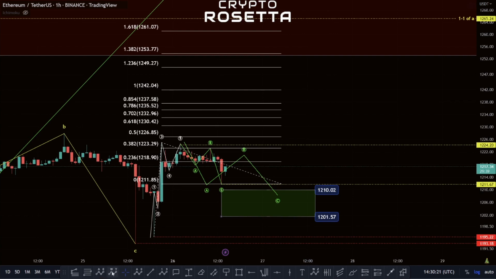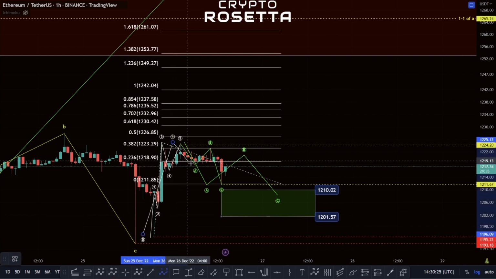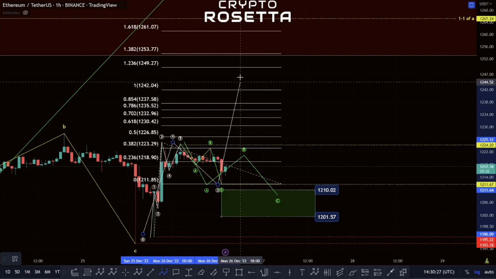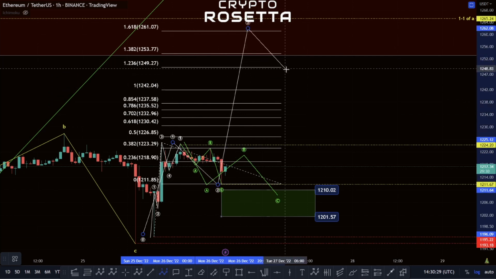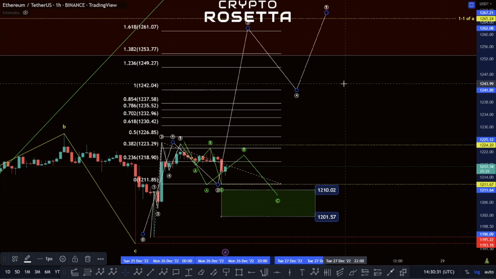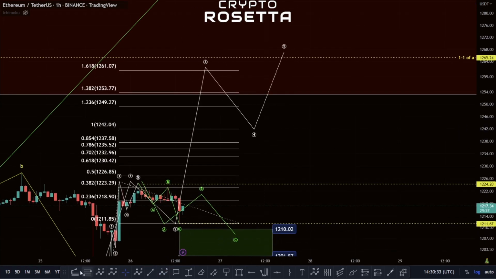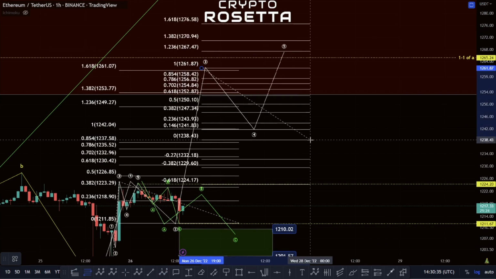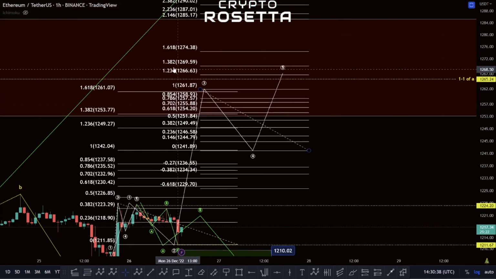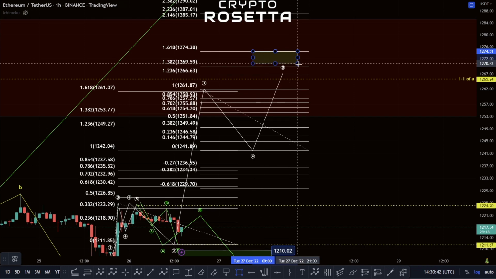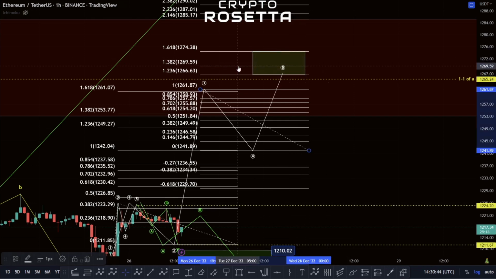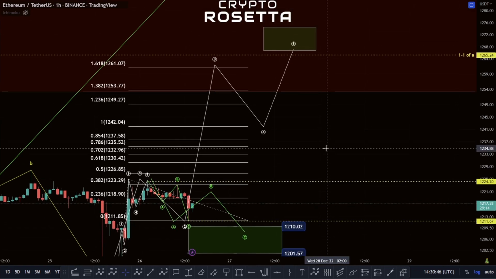So this 1261, basically what that would then do if we did move up to that, we'd have to treat this as a wave 1, this is a wave 2, all of that would be a wave 3, we'd come drop down for a wave 4 and a wave 5 to the upside. So this would technically take us up towards this zone here, between this 1266 to this 1274, as a typical area we could look to target. If this is the case, effectively what we'd have is a 5-wave move here.